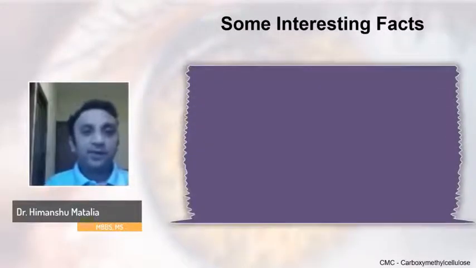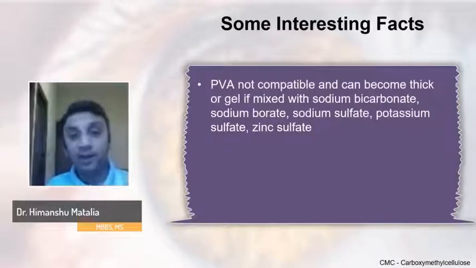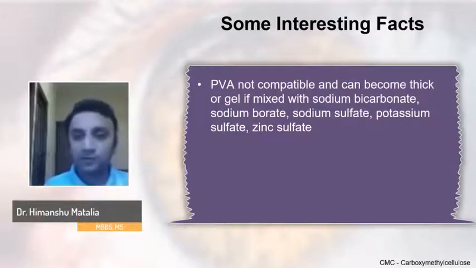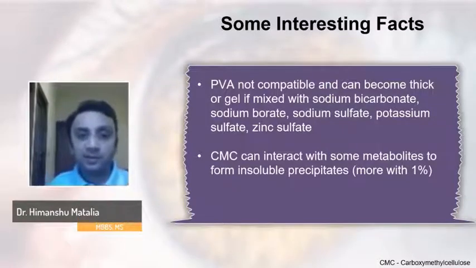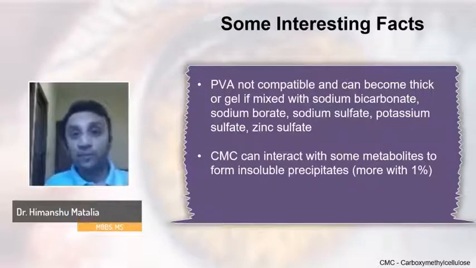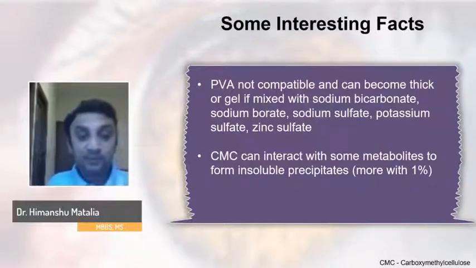Some things like PVA, if they are mixed with certain gels, or sodium bicarbonate or sodium perborate, end up as a thick, gooey material, which is not very comfortable on the surface and does not have a very good surface coating time. When CMC combines with certain metabolites, typically in multi-drug treatment, it can lead to insoluble precipitates, and more so with 1% CMC. So in such cases, we can avoid CMC when you're using multi-drug treatment.